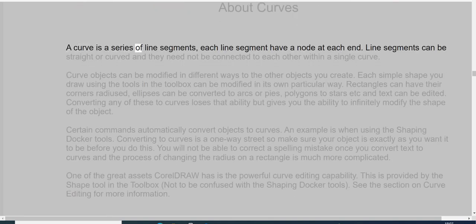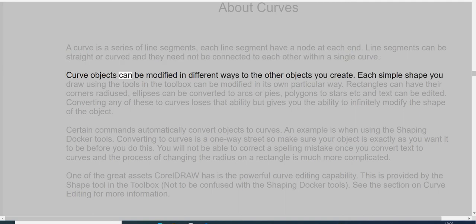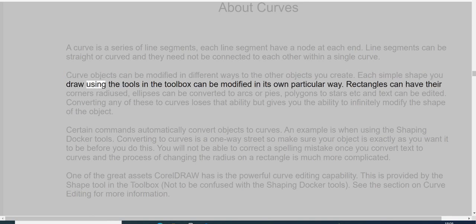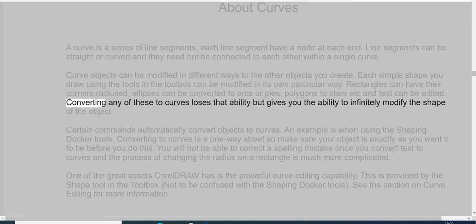About curves. A curve is a series of line segments, each line segment having a node at each end. Line segments can be straight or curved, and they need not be connected to each other within a single curve. Curve objects can be modified in different ways to the other objects you create. Each simple shape you draw using the tools in the toolbox can be modified in its own particular way. Rectangles can have their corners radiused, ellipses can be converted to arcs or pies, polygons to stars, etc., and text can be edited. Converting any of these to curves loses that ability but gives you the ability to infinitely modify the shape of the object.